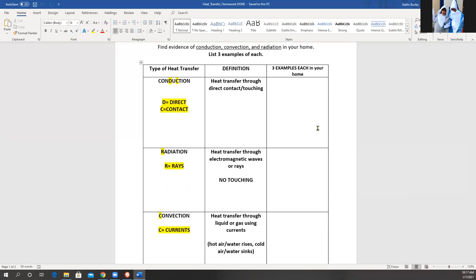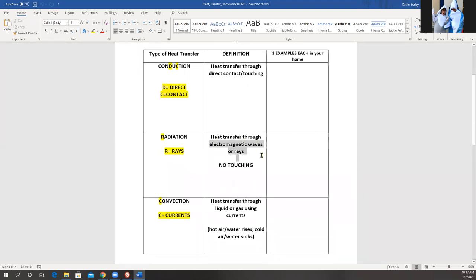Where the D and the C in conduction stood for direct contact. It's heat transfer through direct contact or touching. That radiation stands for rays through electromagnetic waves or rays. And I specified no touching. So when you do your brochure, I need you to specify that whatever it is, you're not touching it. You're holding it from a distance. And then convection, that C stands for currents. But if you want to draw the current like we did as well as an example to keep it in your brain, where the V is the down and the T is back up, that's fine too. And that's heat transfer through liquid or gas using currents where hot air or water rises and cold air sinks.